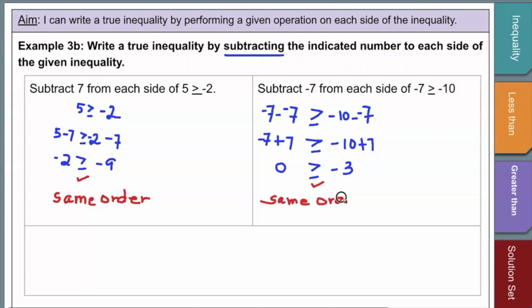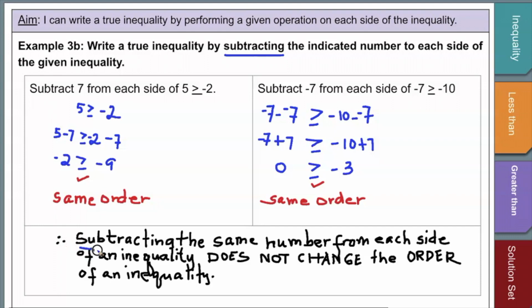These two examples illustrate that subtracting the same number from each side of a given inequality does not change the order of an inequality. Just like addition, subtraction preserves the order of the original inequality.